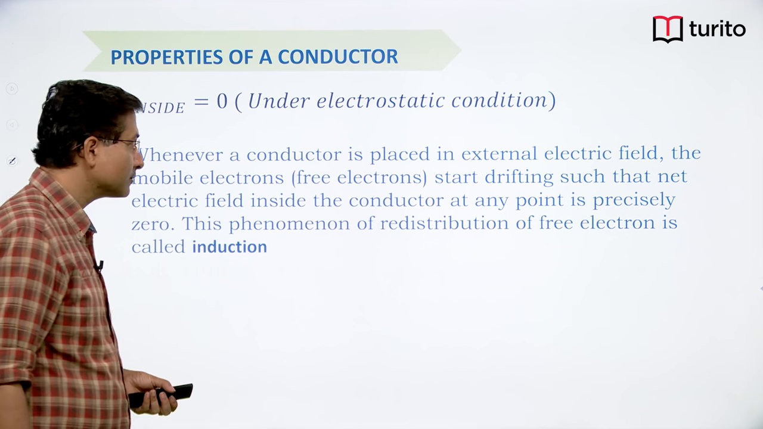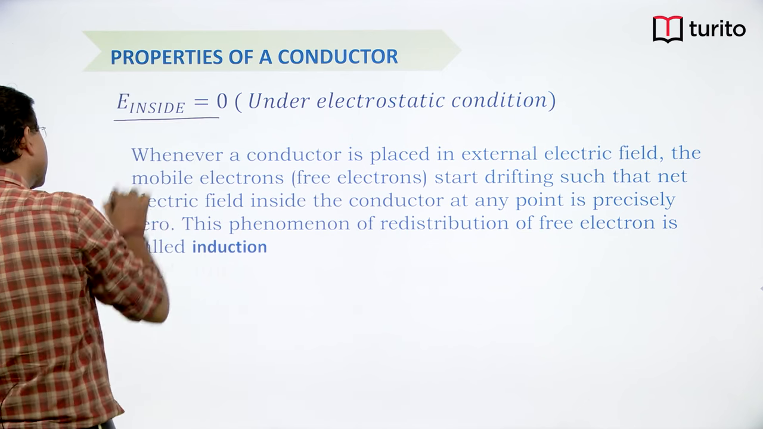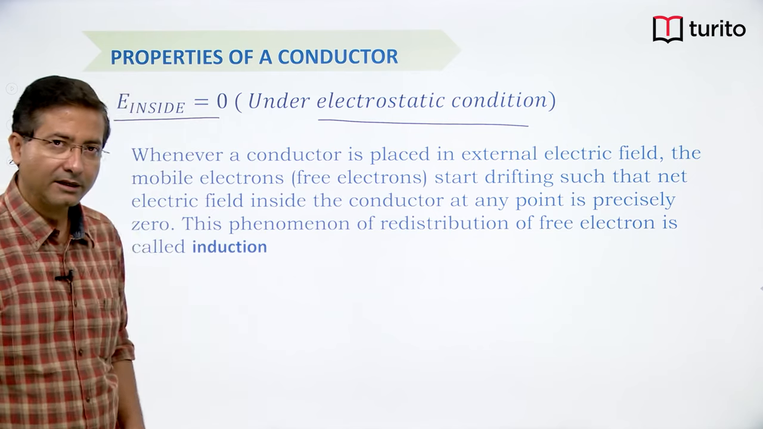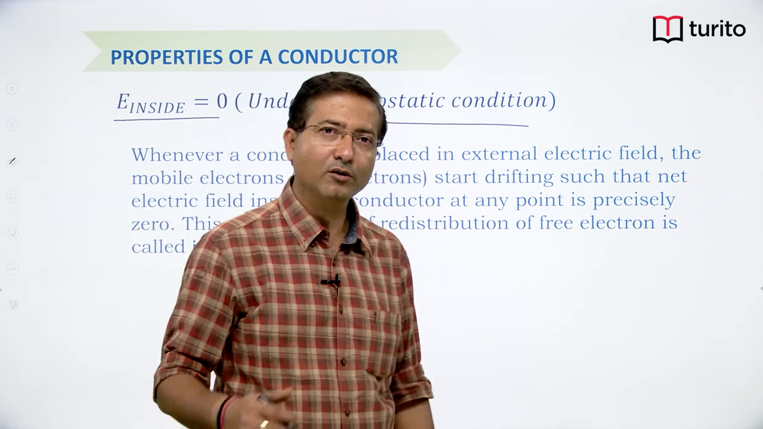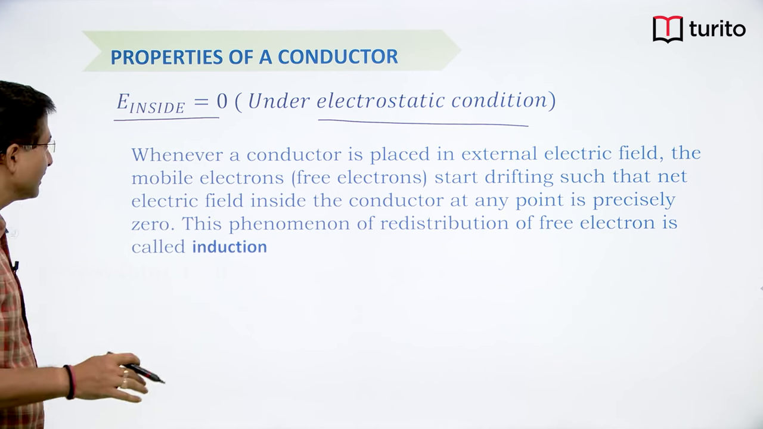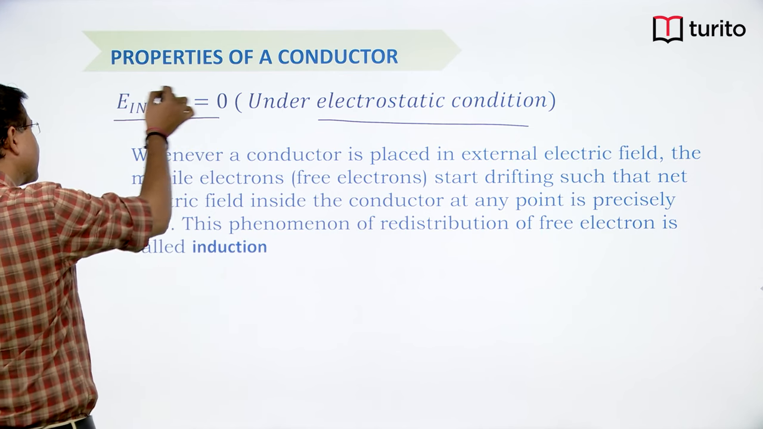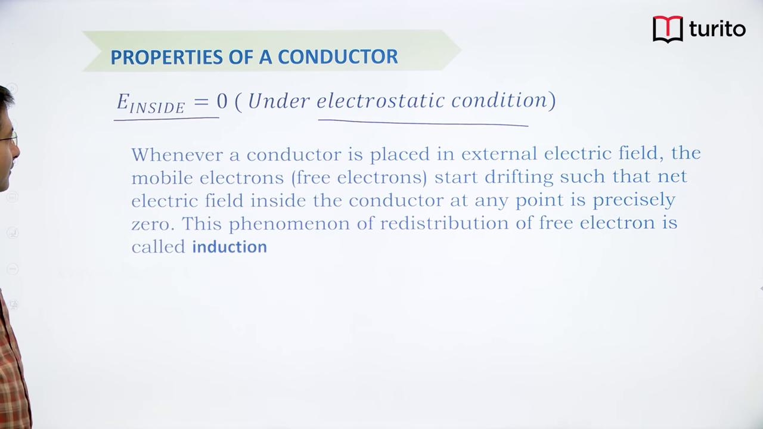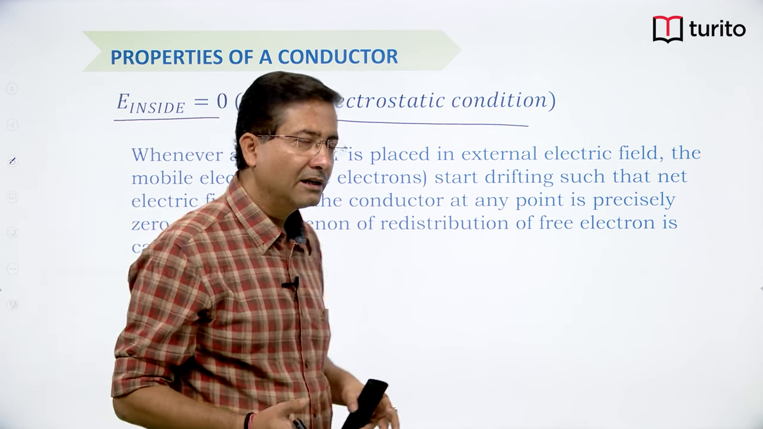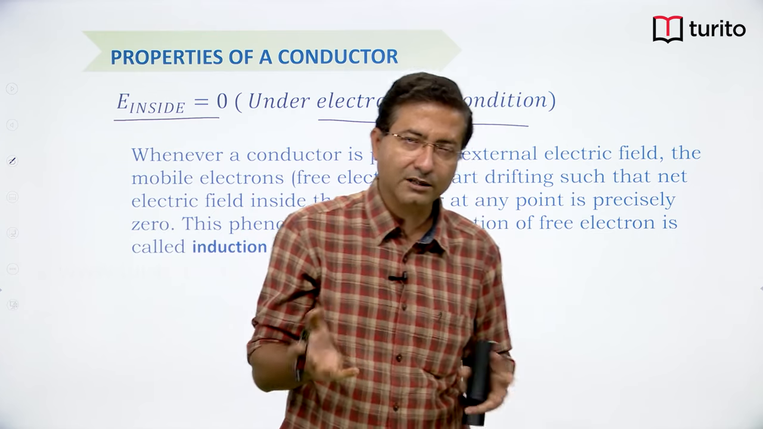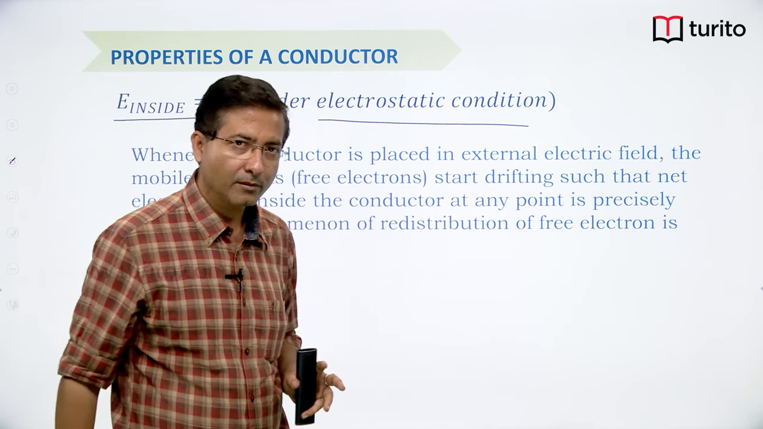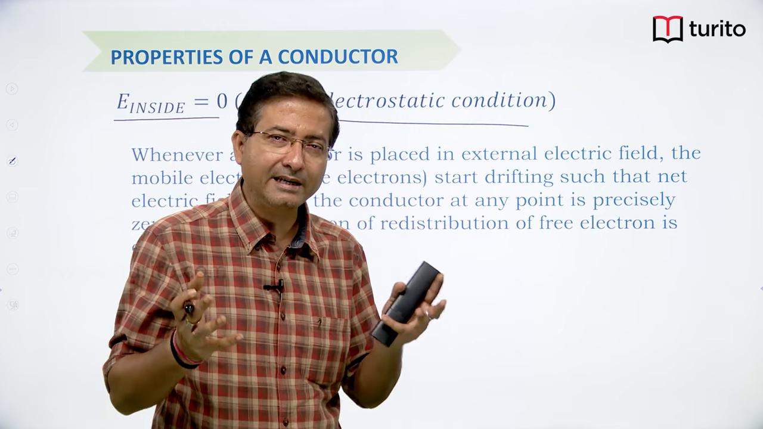Now, properties of conductor. Electric field inside the conductor is 0 under electrostatic condition. Right now, we are talking about electrostatic condition. In current electricity, we will talk about electrodynamic condition. Only in electrostatic condition, where charges finally come to rest, the field inside the conductor has to be 0, right. So, the statement is: when a conductor is placed in an external electric field, there will be redistribution of charges in such a way that the net field on the conductor becomes 0. That redistribution of charge is also called induction, right.